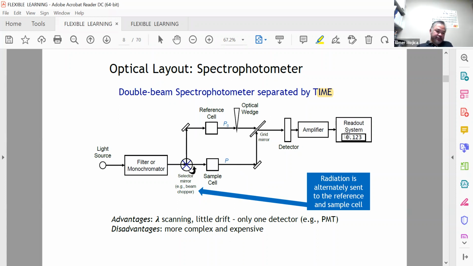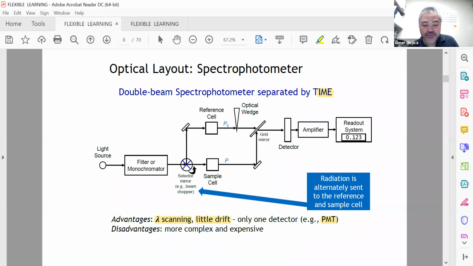Now, the advantage of this double beam spectrometer separated by time is you can have wavelength scanning. And the good thing about this is if you have a very good detector like a photomultiplier, PMT, there's only what we call a little drift.